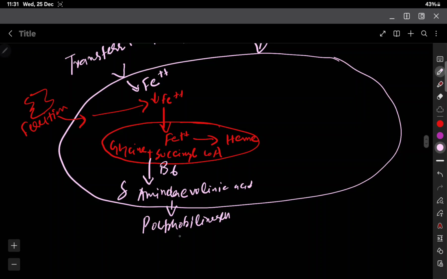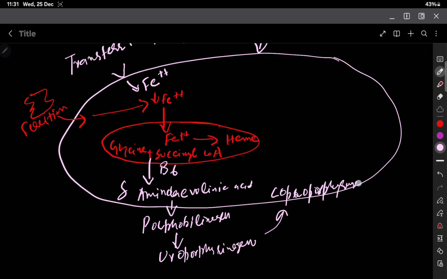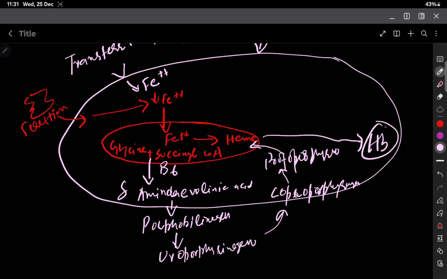Okay, this porphobilinogen is converted into uroporphyrinogen. Then this uroporphyrinogen is converted into coproporphyrinogen, and then this is converted into protoporphyrin, and then this protoporphyrin reacts with the heme, and it causes the formation of the hemoglobin. So I will again explain these steps.